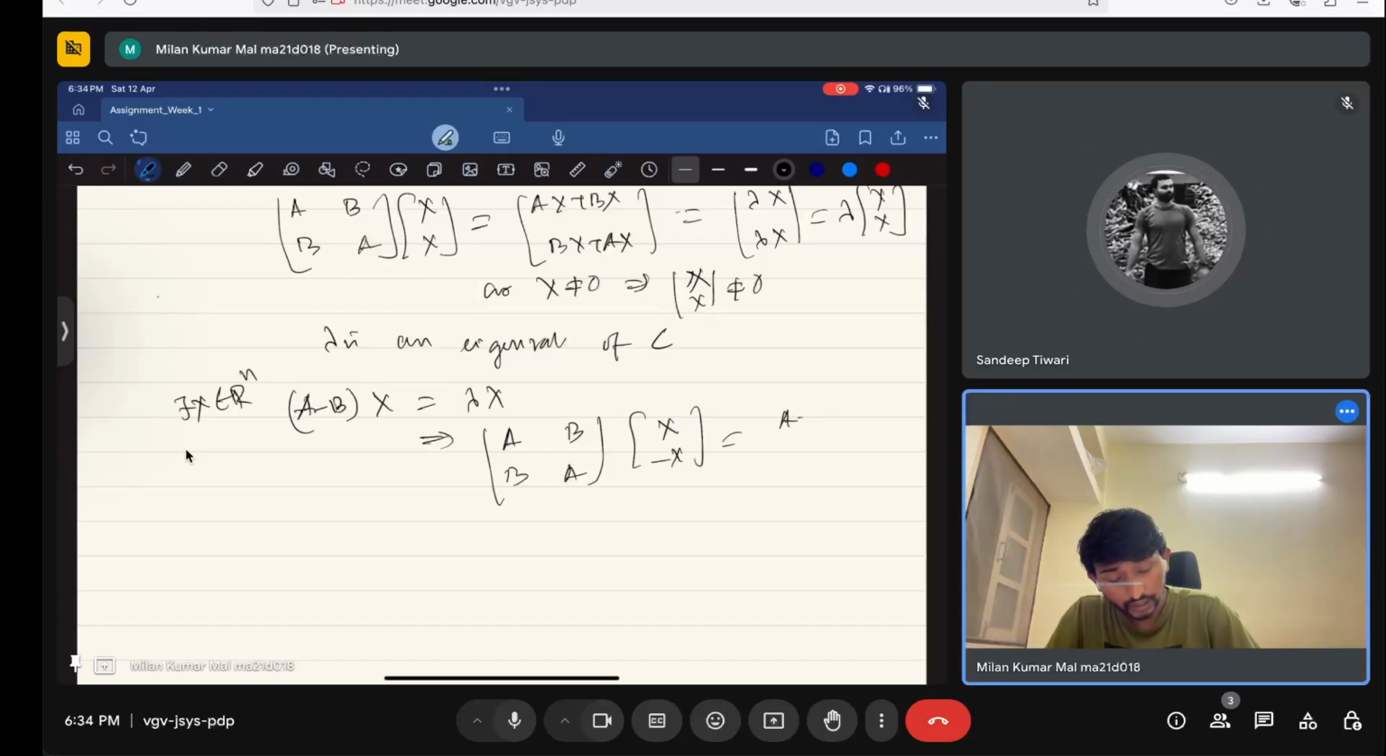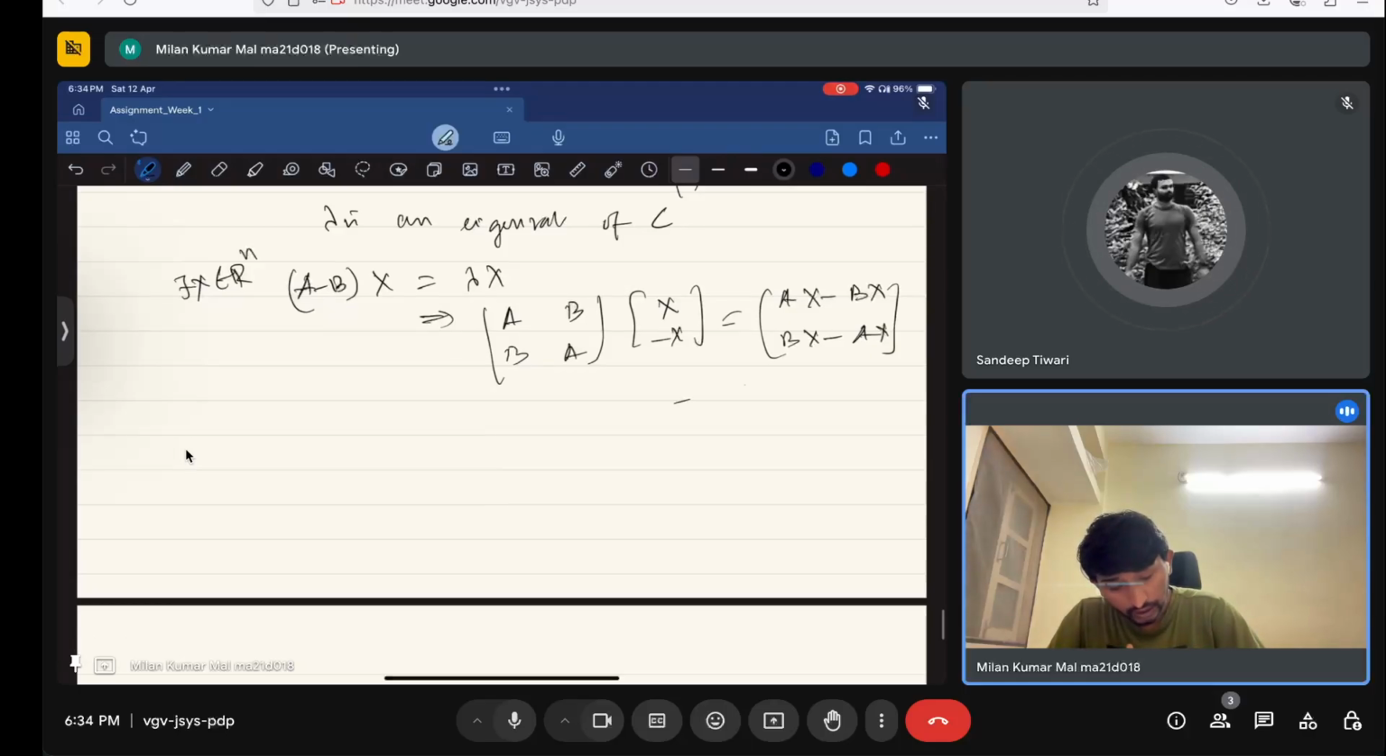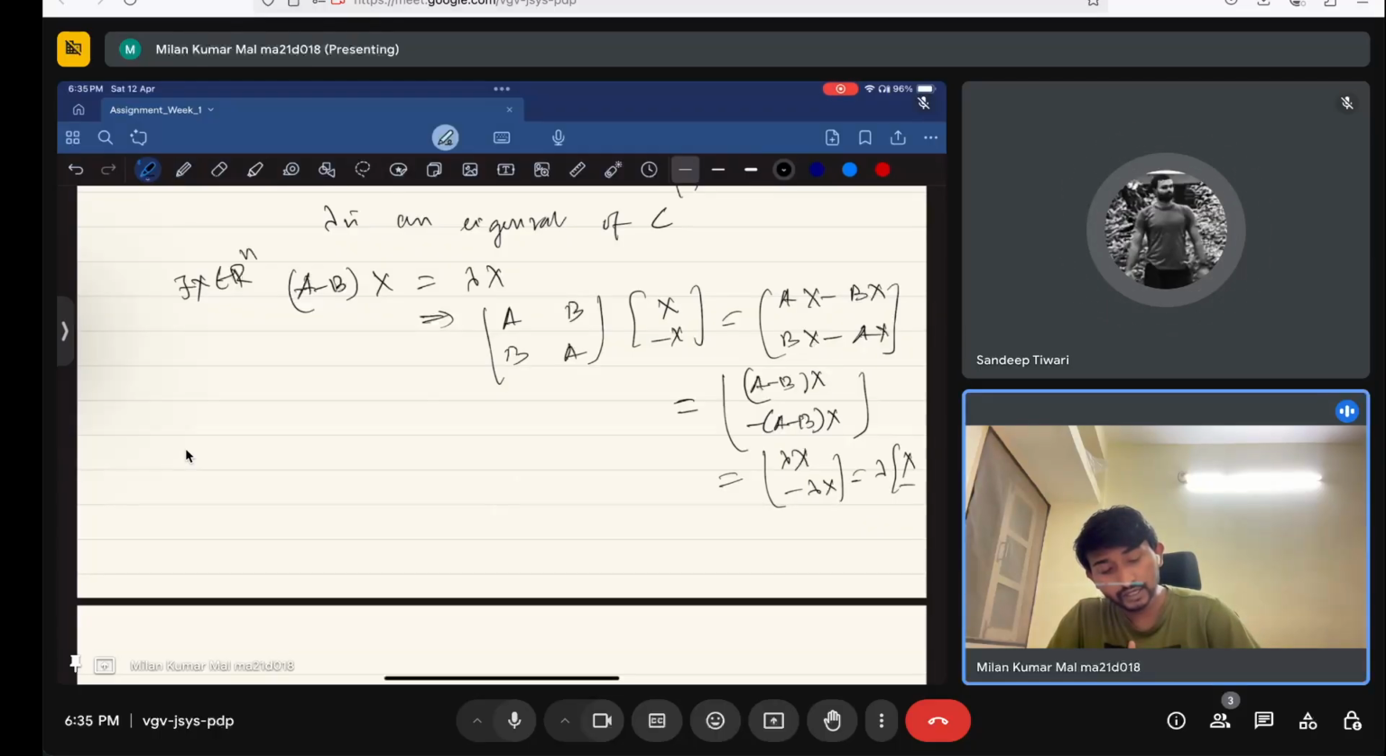I think this will have a b ax, ax minus bx, bx minus ax. So this will be equal to (a minus b) whole x. This is equal to minus (a minus b) whole x, and that is equal to lambda x, that is equal to minus lambda x, that is equal to lambda x minus lambda x.